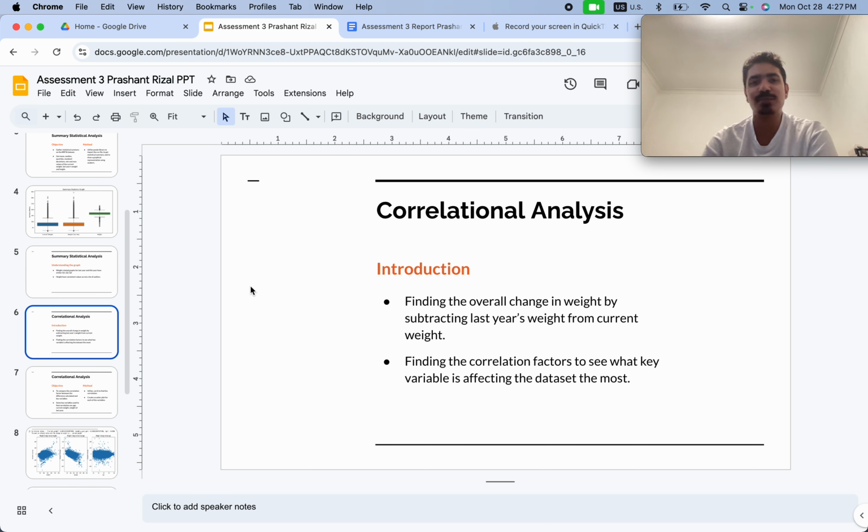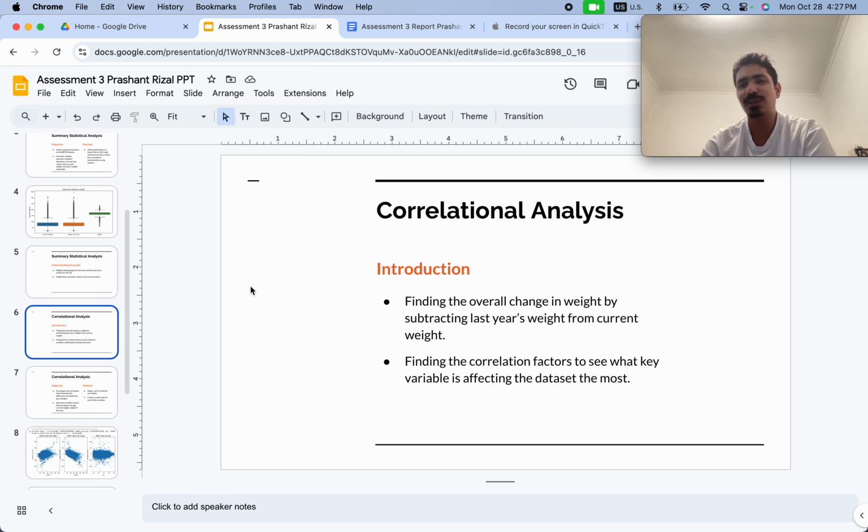Next up is the correlational analysis. That was task two for the project. In this task, we had to find the overall change in weight by subtracting last year's weight from the current weight, and also find the correlation factor to see what key variable is affecting the data set the most.